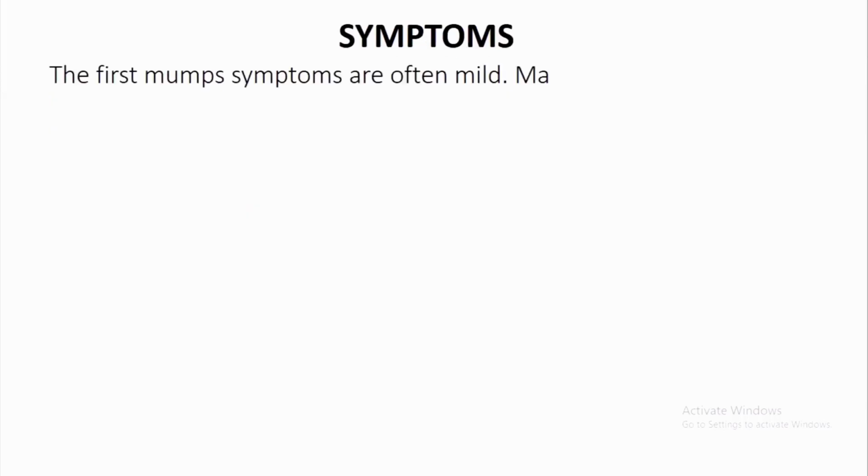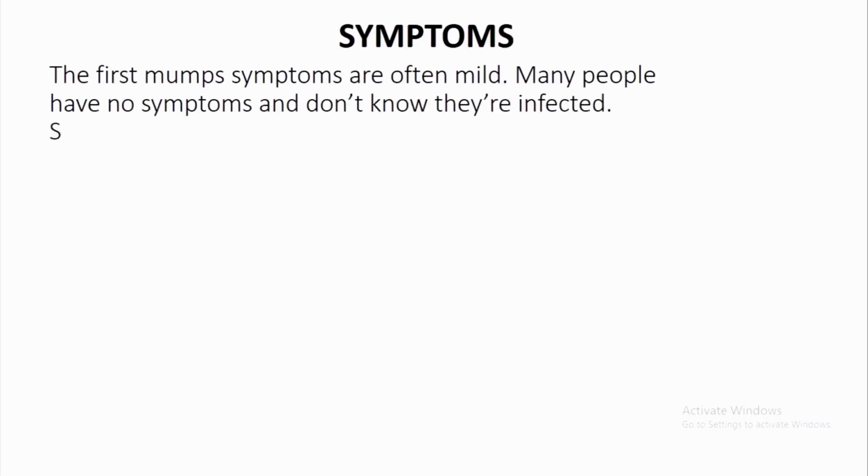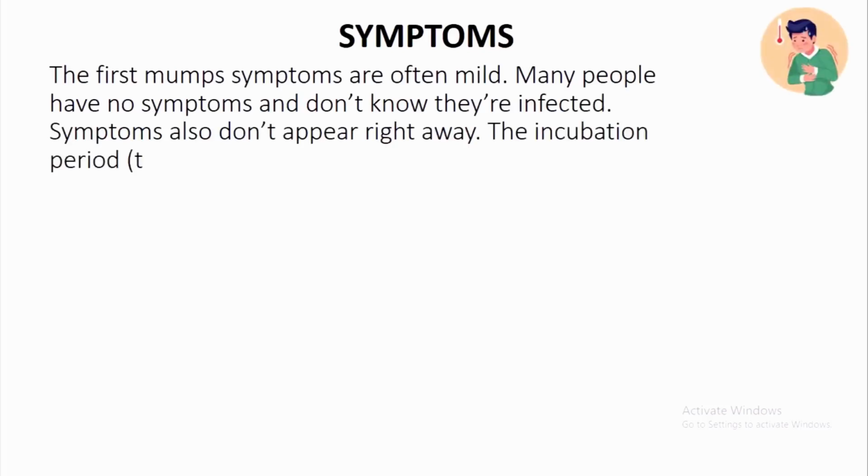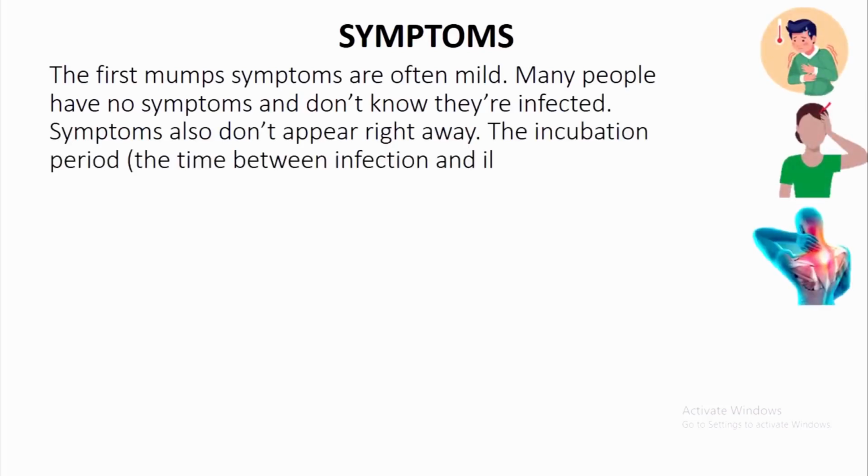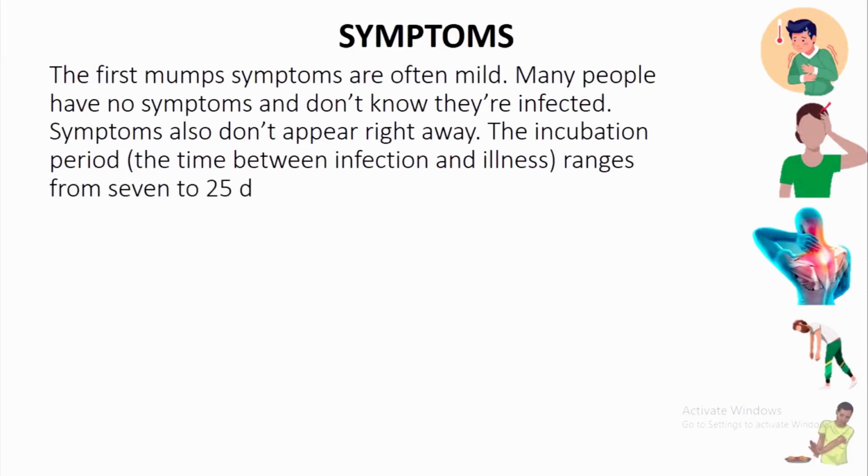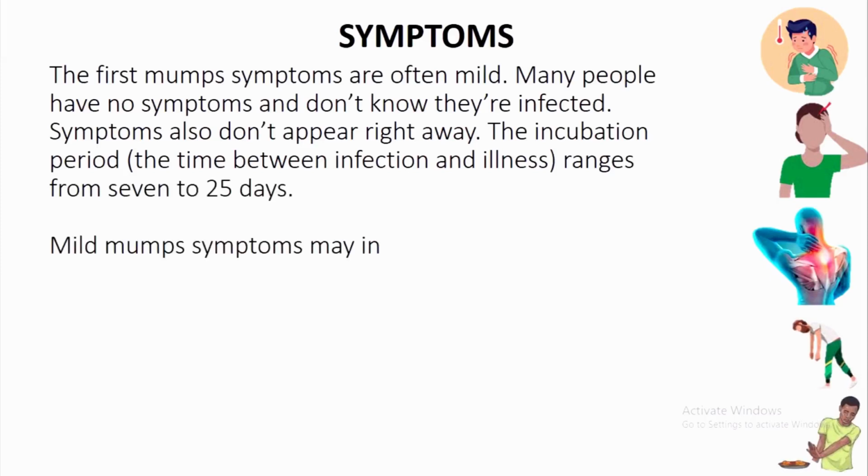What are the symptoms of mumps? The first mumps symptoms are often mild. Many people have no symptoms and don't know they're infected. Symptoms also don't appear right away. The incubation period, the time between infection and illness, ranges from 7 to 25 days.